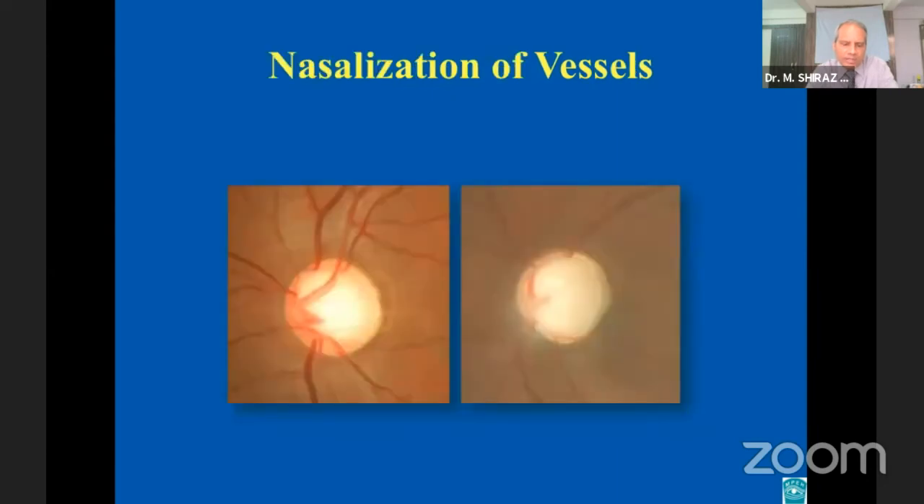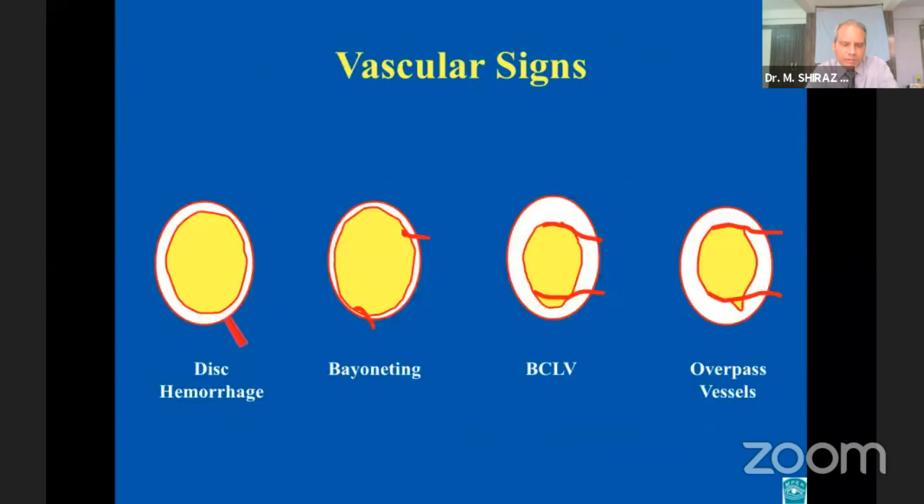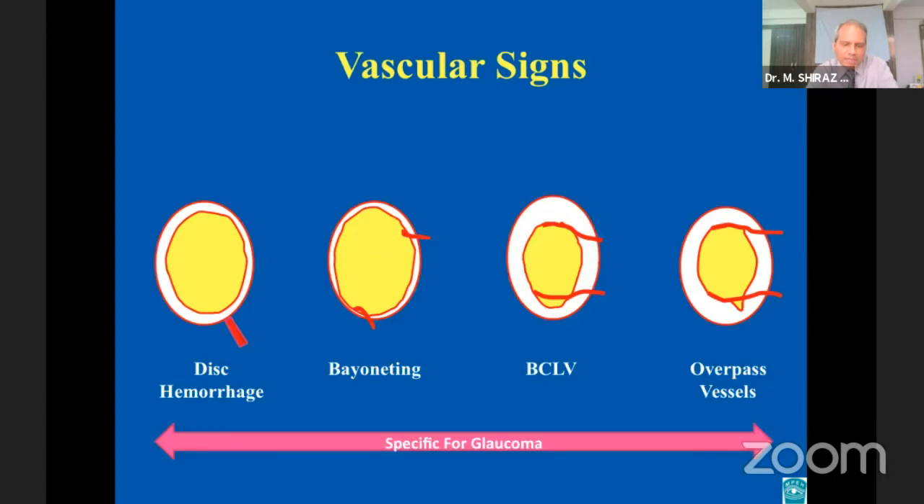Normally, the retinal vessels enter the eye along the nasal border of the optic disc and their branches run along the margins of the disc and cup and then emerge somewhat temporally. With enlargement of the optic cup, the major vessels may show a further nasal shift. To summarize, the vascular signs can be hemorrhages at the disc margin, bayonetting of vessels, baring of circumlinear vessels, and overpass cupping. These 4 vascular signs are specific for glaucoma.